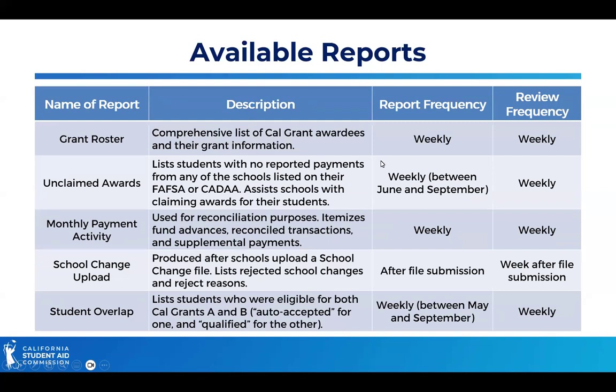More reports, right? The grant roster is another one that our large campuses are certainly going to use because it lists every little thing about that student, their enrollment status, the eligibility used, what type of Cal Grant awardee they are, A, B, C, if they're independent or dependent. It has all of that information on that report.